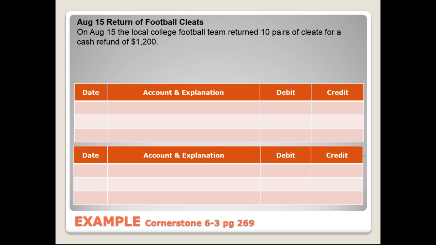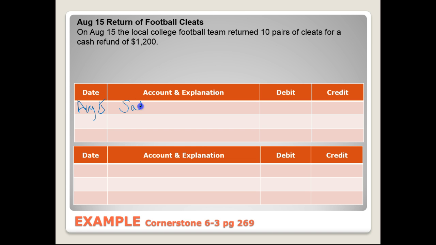Now, 2 weeks later, that same local football team is going to return 10 pairs of those cleats for a cash refund of $1,200. So we've got August 15th. We need to now have a revenue journal entry. How do we deal with a sales return?